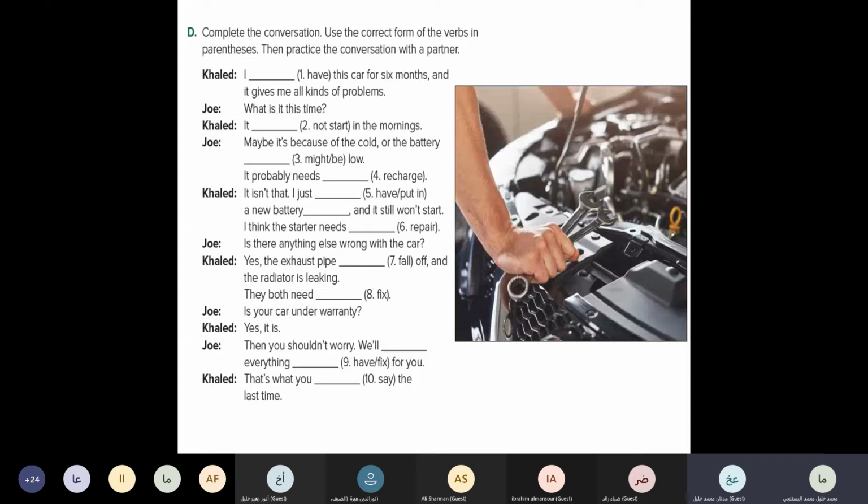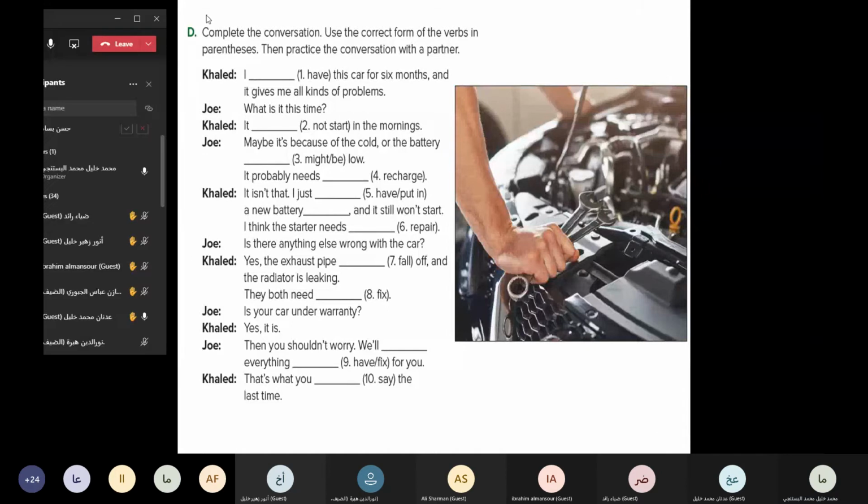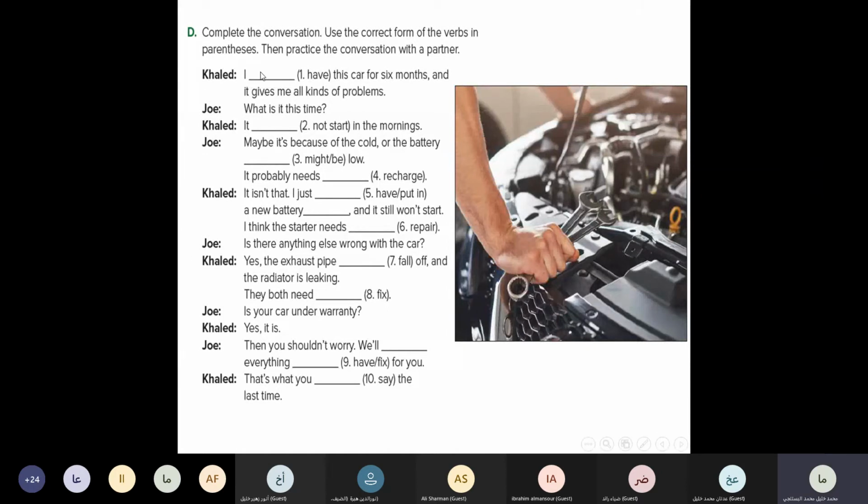I had this car for 6 months and it gives me all kinds of problems. Good, but here we have to use the present perfect, because here we have for 6 months. Up to now. Started in the past and up to now. So we have to use what? Have had. Good. I have had this car for 6 months and it gives me all kinds of problems. Good.